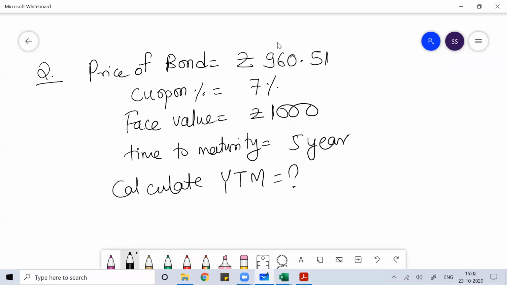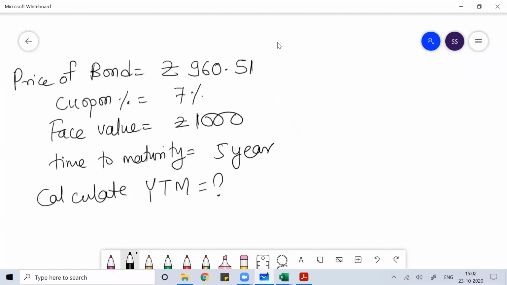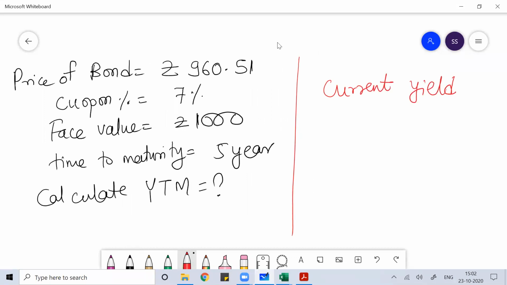Before I talk about yield till maturity, there's another yield which you should know, that is called current yield. Whenever you invest in the bond market, yield means return. There are two types of return you can talk about. One is current yield. The other is yield till maturity. Current yield means the coupon, that is the interest, divided by the price of the bond.